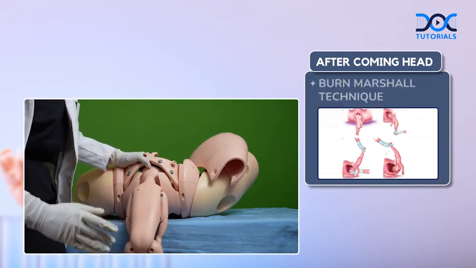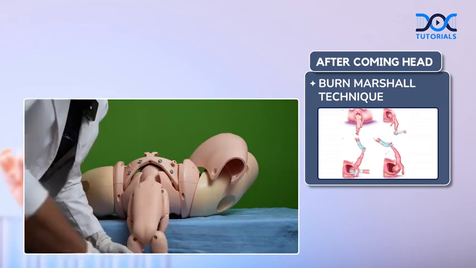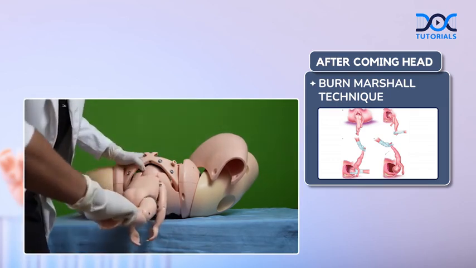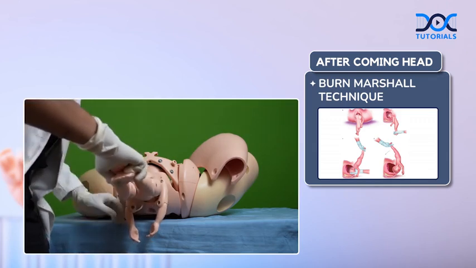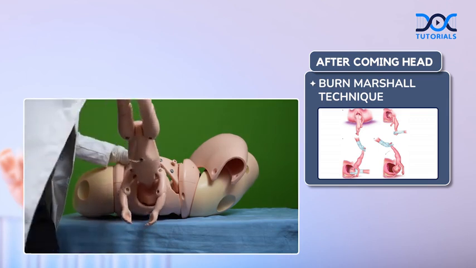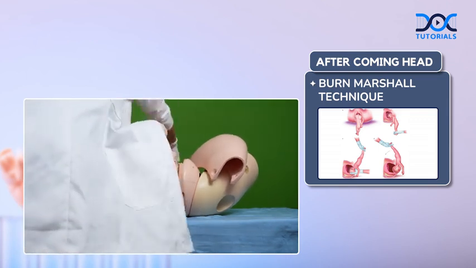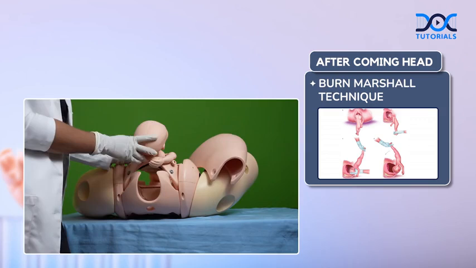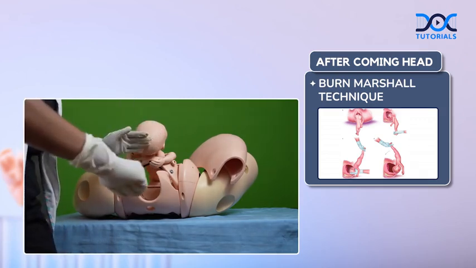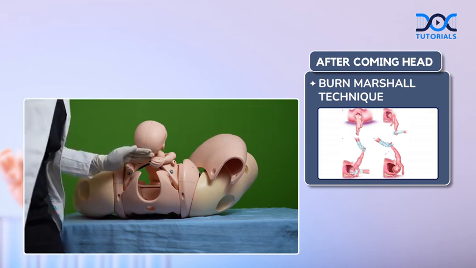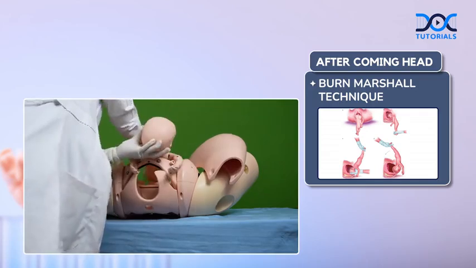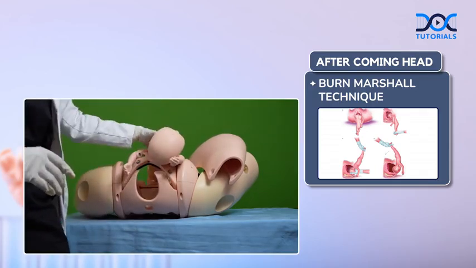First you have the Burns Marshall technique. In Burns Marshall technique, you are going to hold the feet of the baby and give a traction. You can ask the assistant to support the perineum and give a gentle suprapubic pressure, and you are going to swing the baby in an arc across the maternal abdomen. So in Burns Marshall, hold the feet, give a small traction and swing it in an arc across the maternal abdomen.